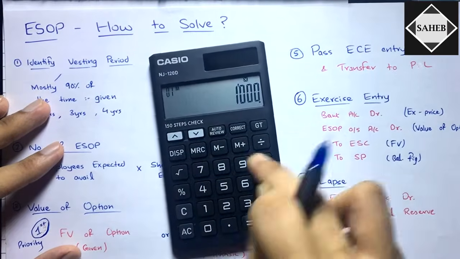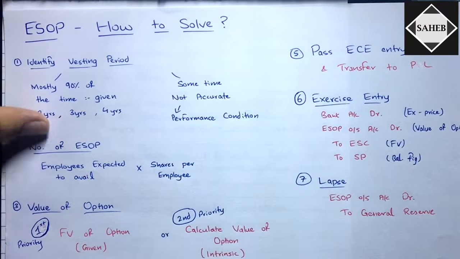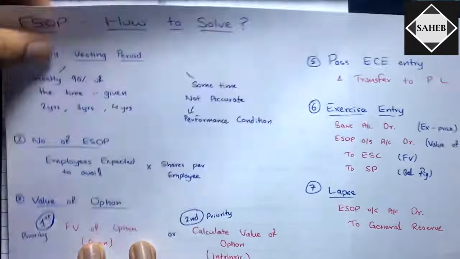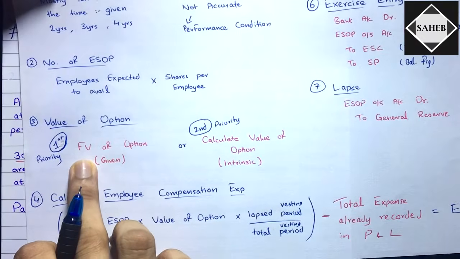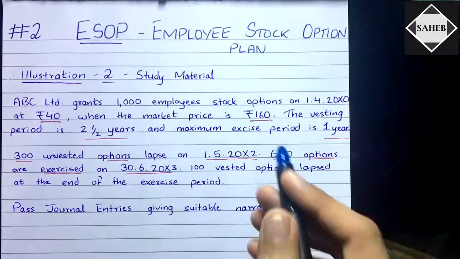1000 employees into one option for each, that is equal to 1000 options. Is that clear? Then what do we do? We have to calculate the value of option. What is the value of option? Value of option is the discount that is being offered by the company. Yes, the discount is being offered over here, right?